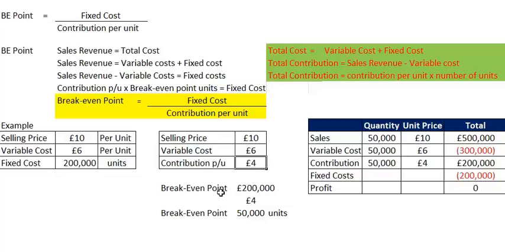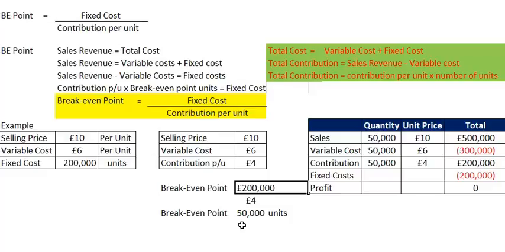Break-even point is equal to fixed cost divided by contribution per unit. We will divide 200 pound by 4 pound per unit. We will get 50,000 units break-even point. At 50,000 level of activity, there will be no profit, no loss.